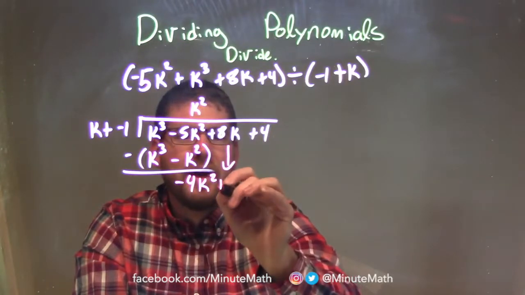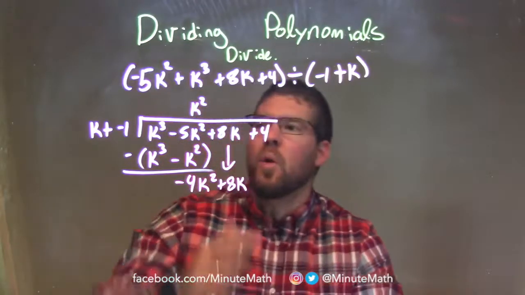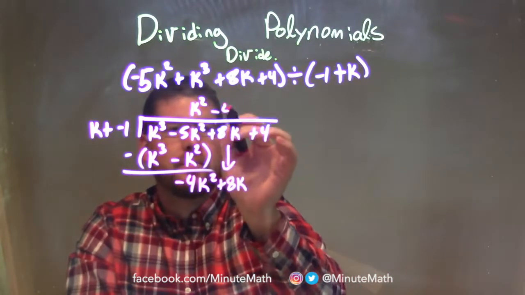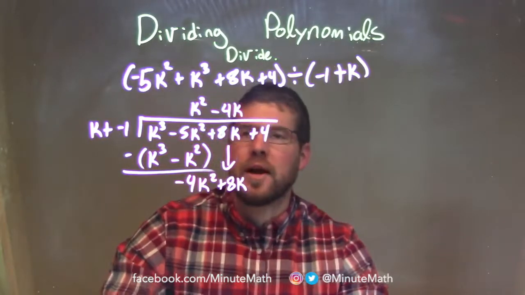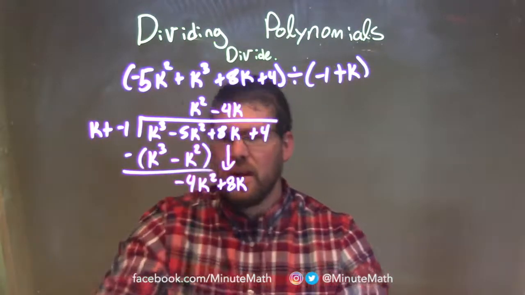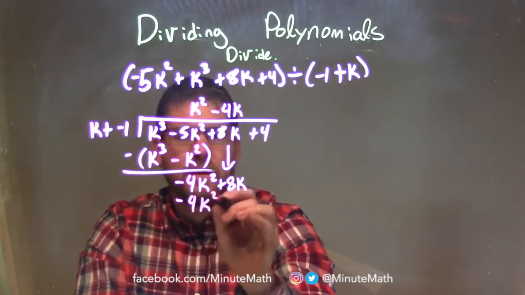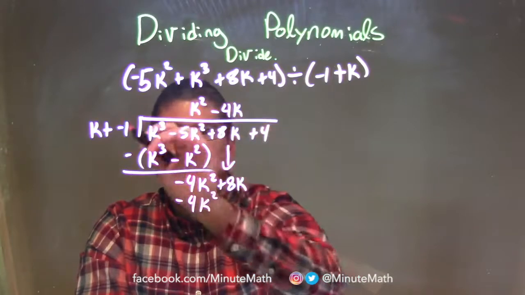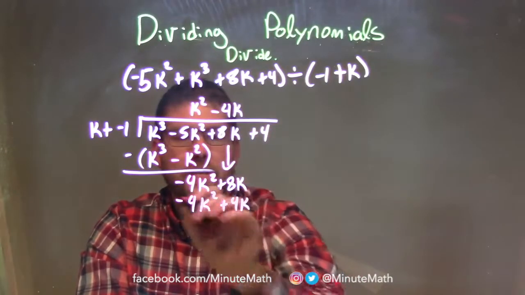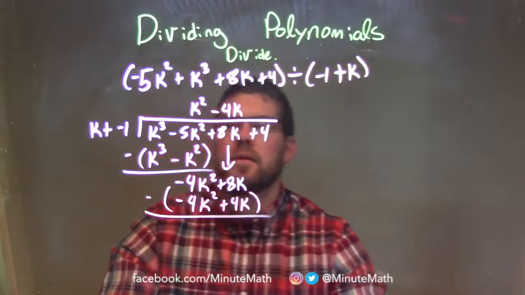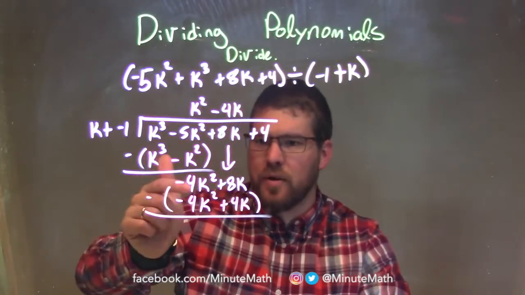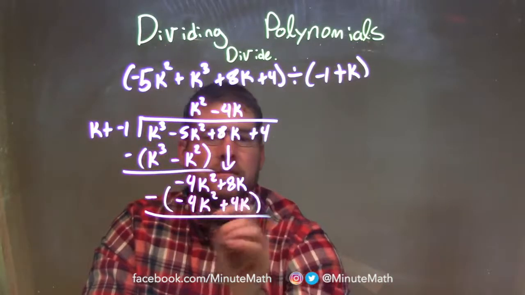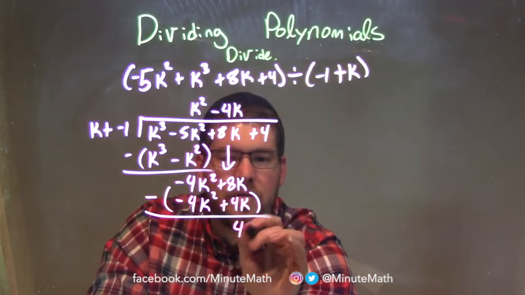Let's bring down the 8k. Let's do it again. What times k gives me a minus 4k squared? And that's a minus 4k. Minus 4k times k is a minus 4k squared. And minus 4k times the negative 1 is a positive, negative times the negative is positive. So positive 4k. We're going to subtract the 2. It should eliminate the minus 4k squared, which it does, right? Minus 4k squared minus a negative 4k squared is like adding a positive. So that's a 0, and then 8k minus 4k is just a positive 4k.